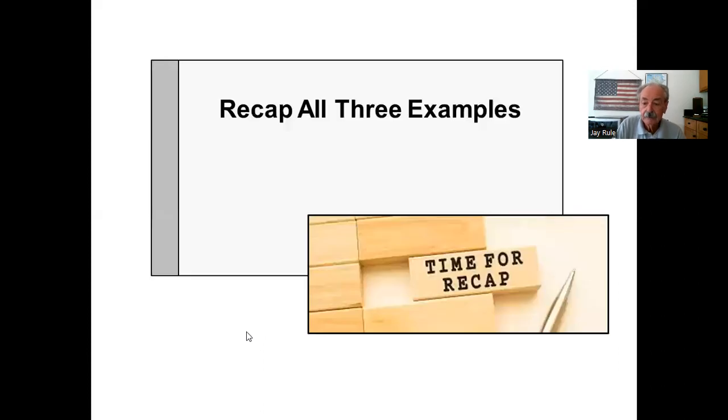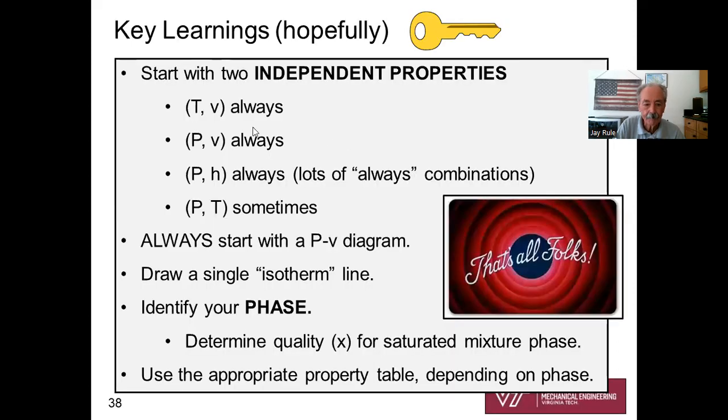All right. Woo! So we've just about made it through the video. A quick recap of what do all 3 of these examples have in common? What did you learn from each example that were similarities? Okay, let's see what we've got. Okay, you need to start with 2 independent properties. T and V are always independent. P and V are always independent. P and H, enthalpy, always independent. And there are many other combinations of property pairs that are independent.